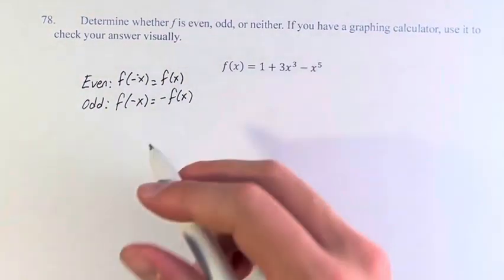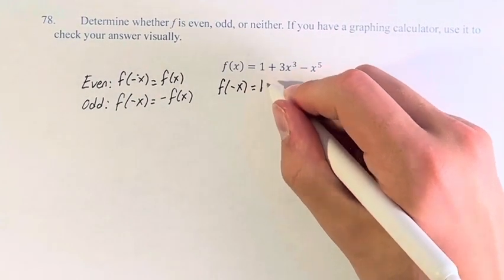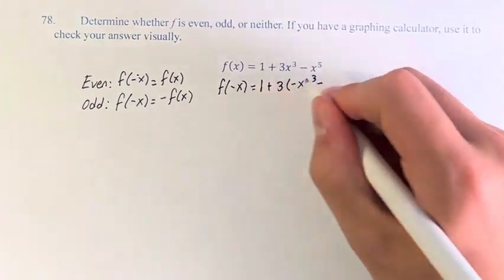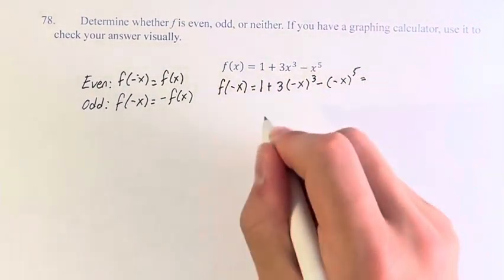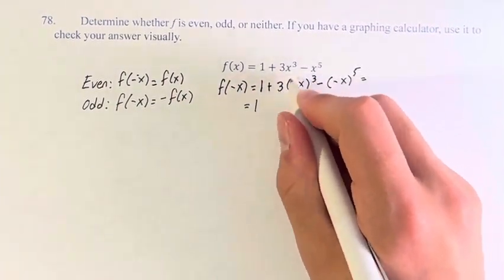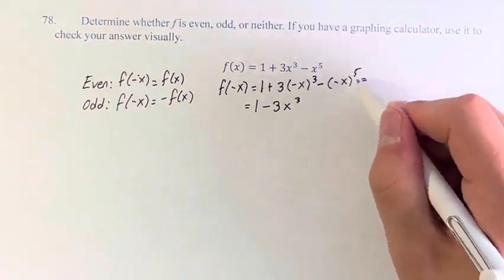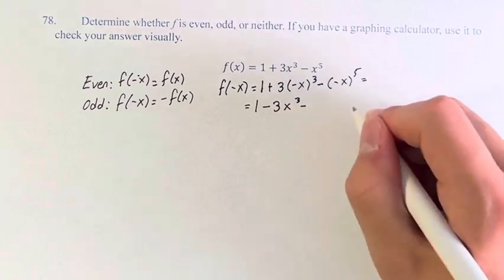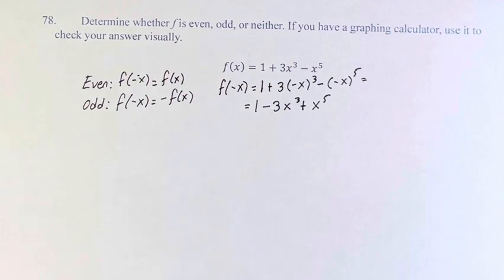So f of negative x, you just plug in negative x: 1 plus 3 times negative x cubed minus negative x to the fifth. Now we can just solve for this. This is equal to 1 plus 3 times negative x cubed, which is negative x cubed, so minus 3x cubed, minus negative x to the fifth. The negative is multiplied by the other negative, negative x to the fifth times negative becomes positive x to the fifth.